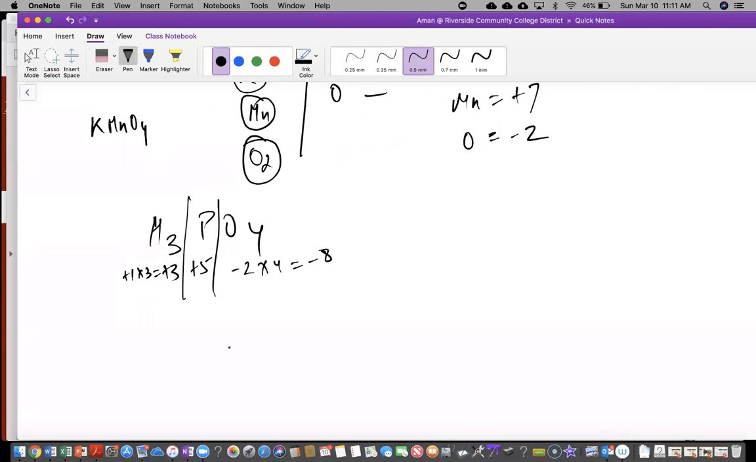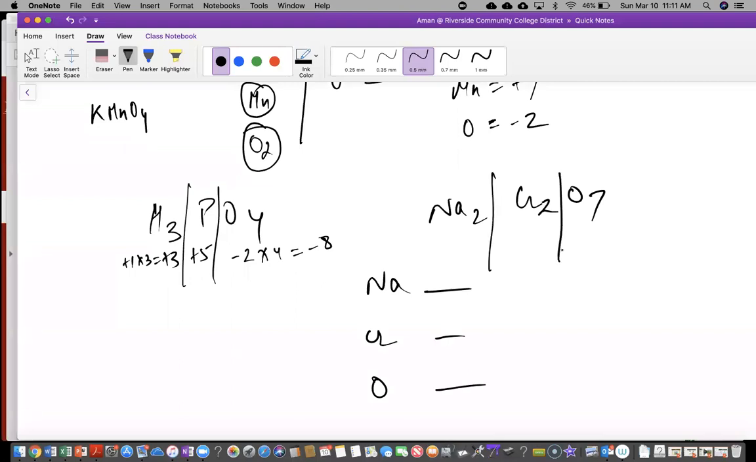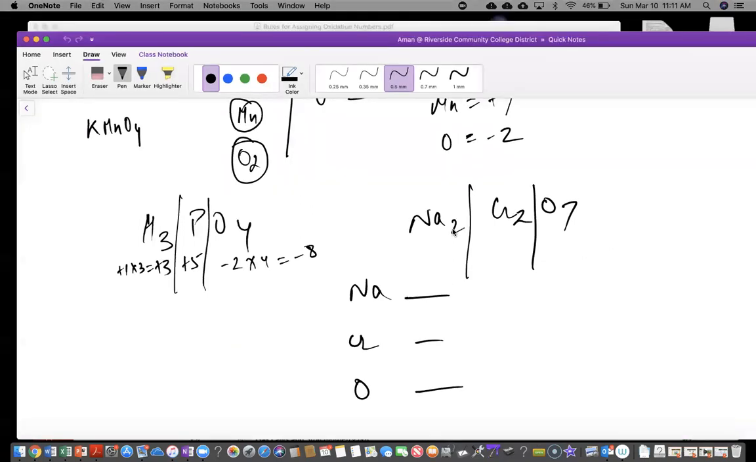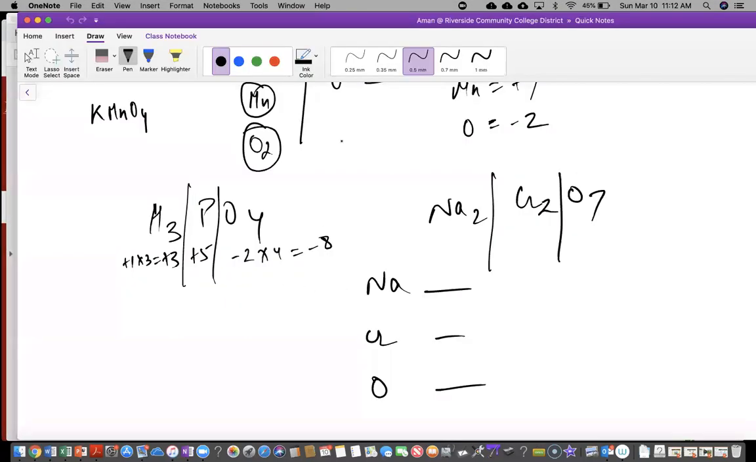All right, let's do one more real quick, and then I'm going to end, okay? Tell me sodium, chromium, oxygen. That's sodium dichromate, right? Yeah, sodium dichromate. So where should I start? Oxygen? Technically you can start with sodium as well, because sodium is group 1. This is rule number 3, and oxygen is rule number 5. So we can technically start with sodium as well. It's not going to hurt our answer.